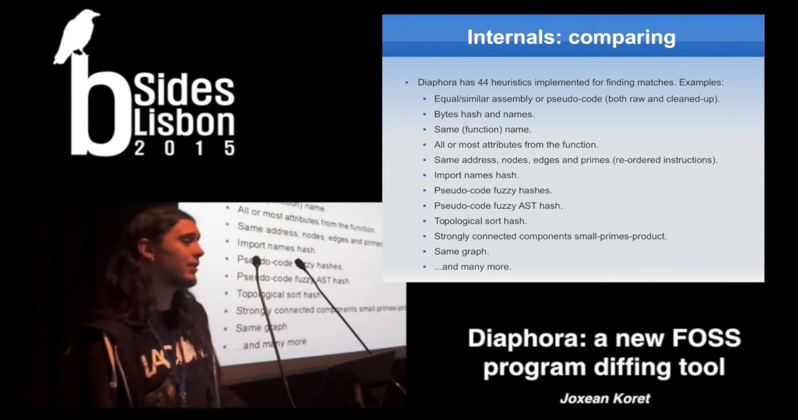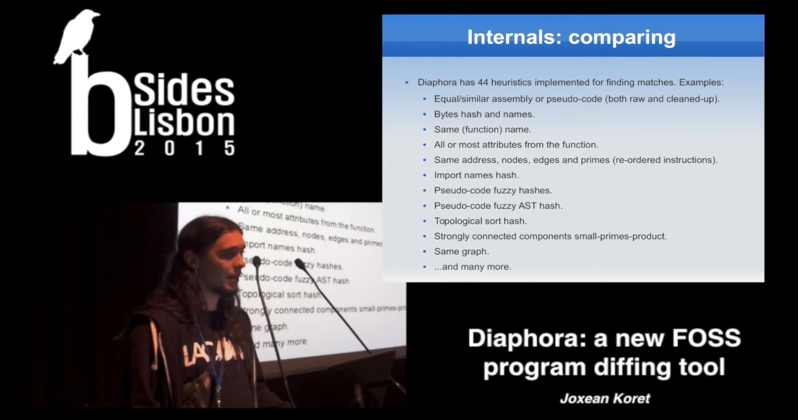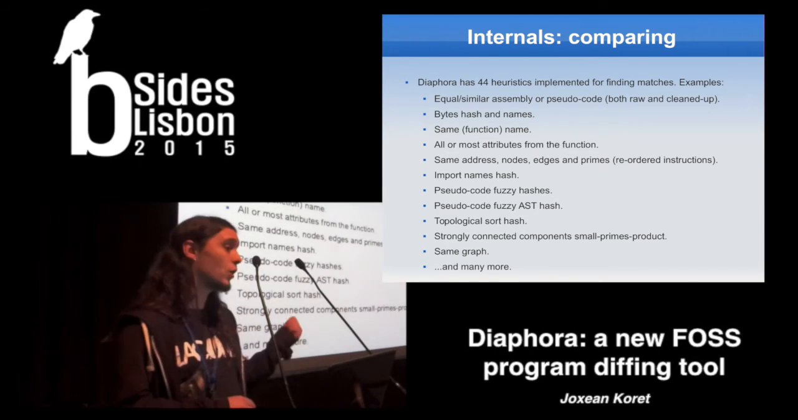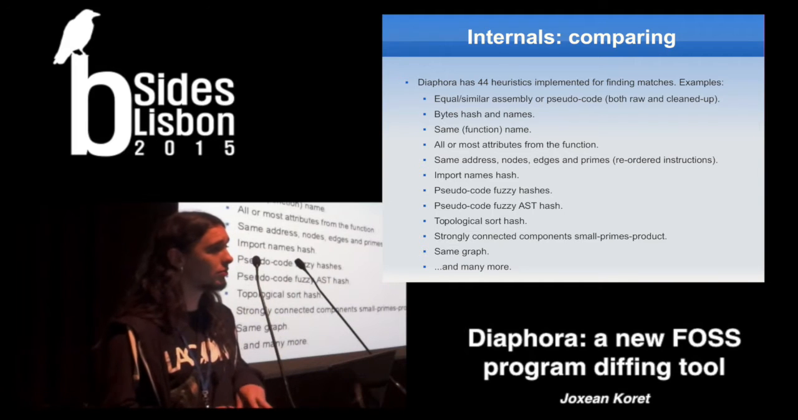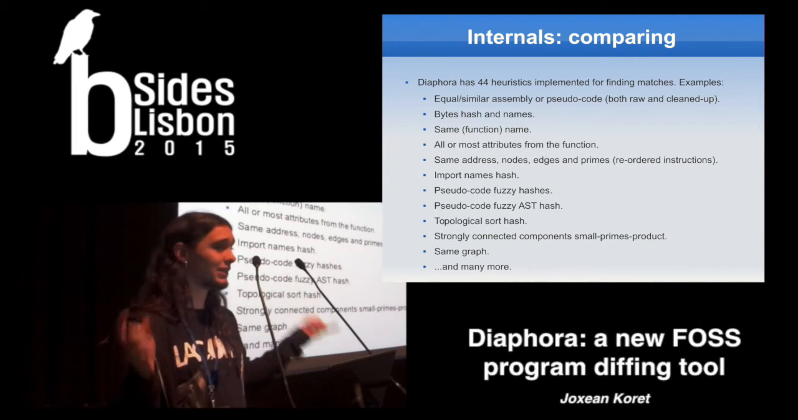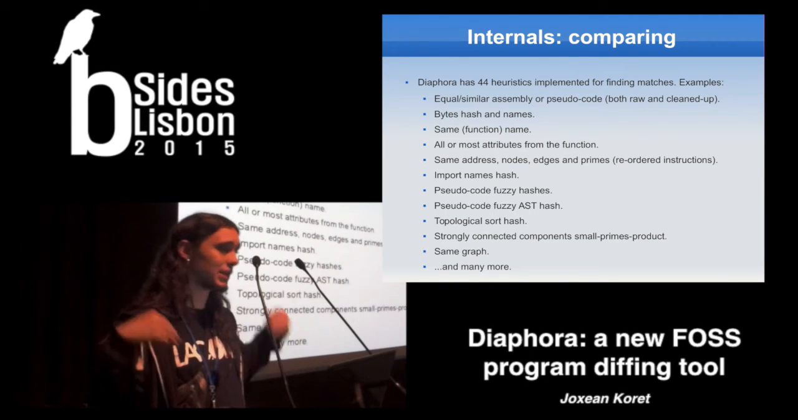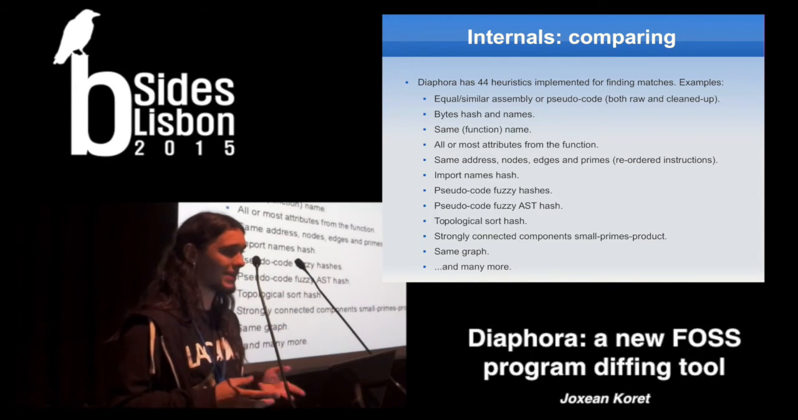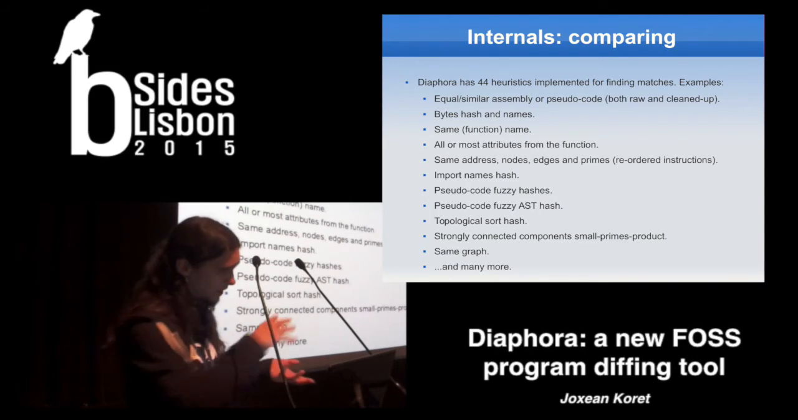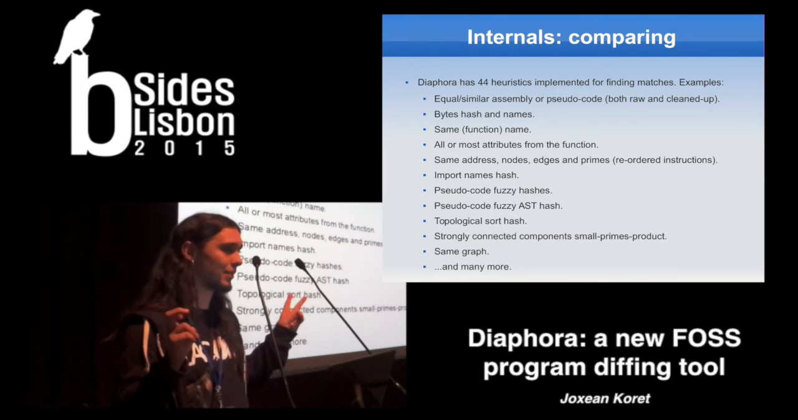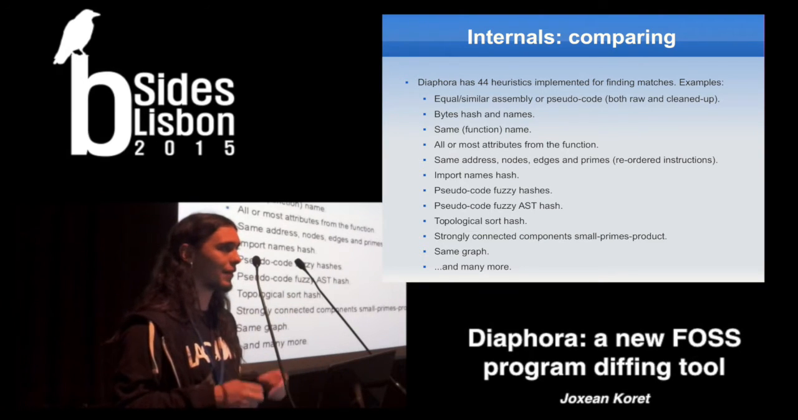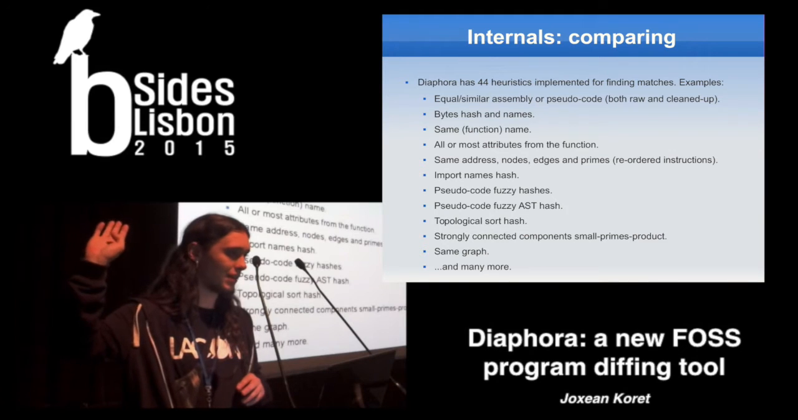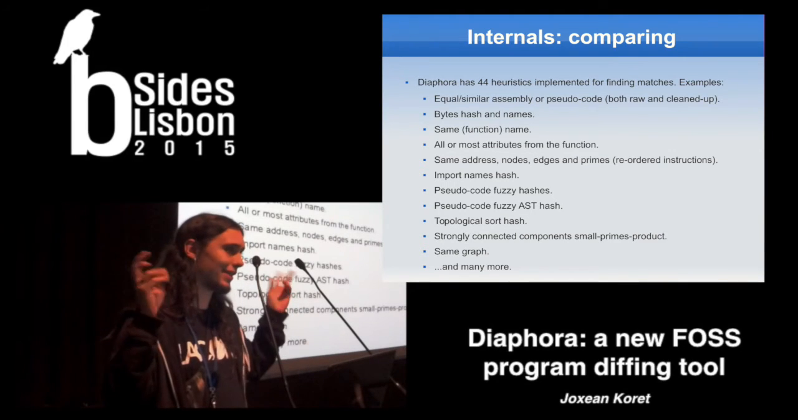Okay, as of today, Diaphora has 44 heuristics implemented for finding matches between two different databases. Some examples are, for example, equal or similar, both assembly or pseudocode. It means if the assembly in the two databases is the same, we have a match. If the assembly is different, but the pseudocode is the same, we have a match. And also, I do it with raw. With raw, I mean the assembly as you get it from IDA, or the pseudocode as you get it from IDA, and cleaning it up. For example, if you have expressions like, I don't know, offset, OFF, underscore, some address, I simply remove all of these parts and then compare with the cleaned up version.